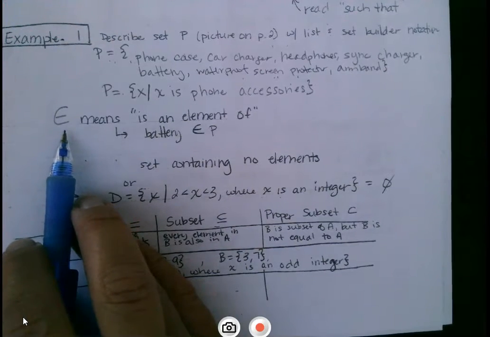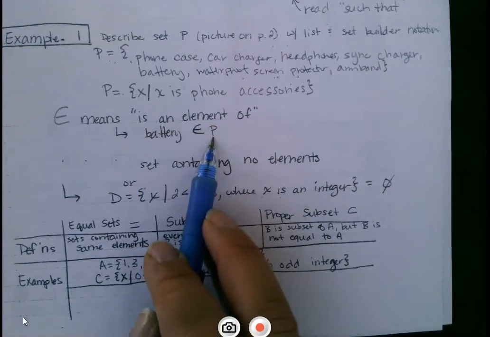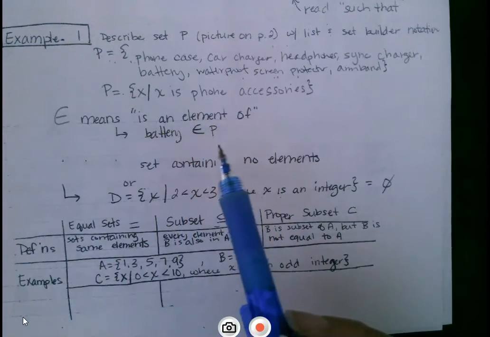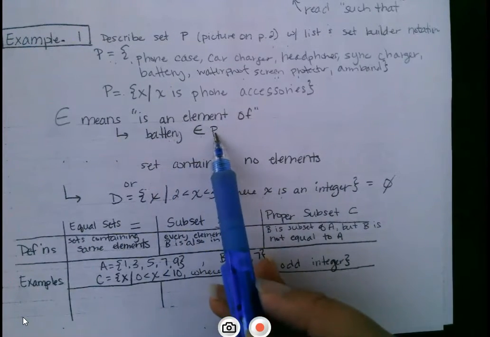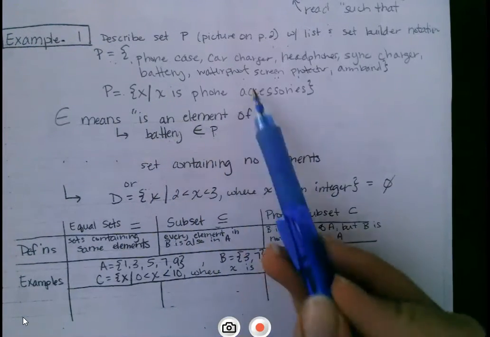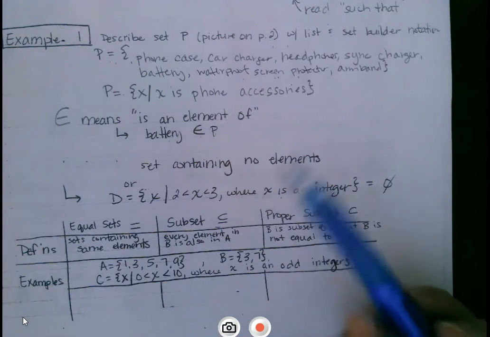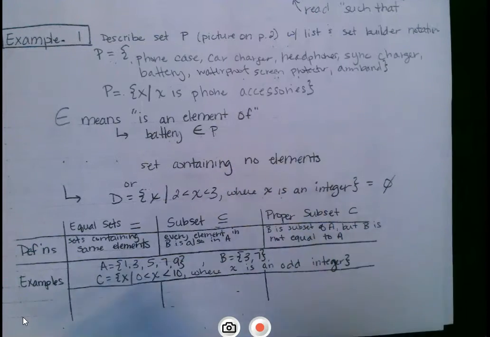So underneath example 1, a battery is an element of P, right? We listed it. It was in the list. So that's all we're saying. When we see this, it's saying battery is an element of P. What's something else that's an element of P? The waterproof screen protector is an element of P. Excellent. The armband is an element of P. Any of those. Perfect. The earbuds.